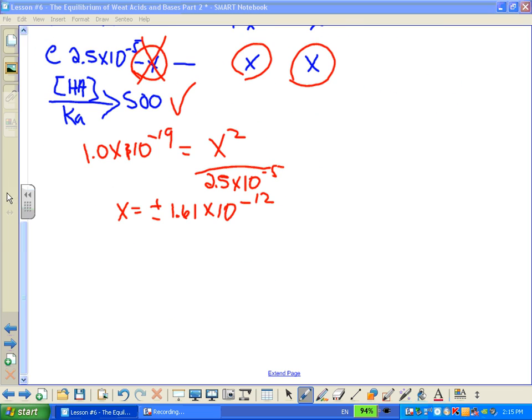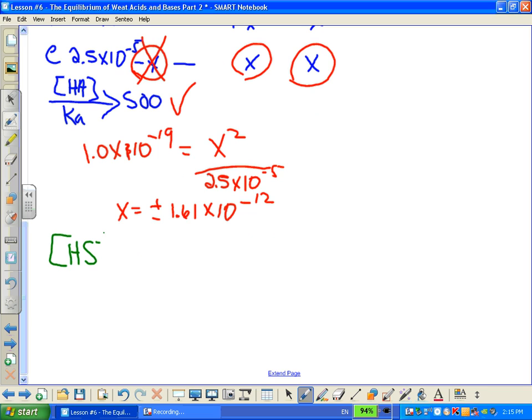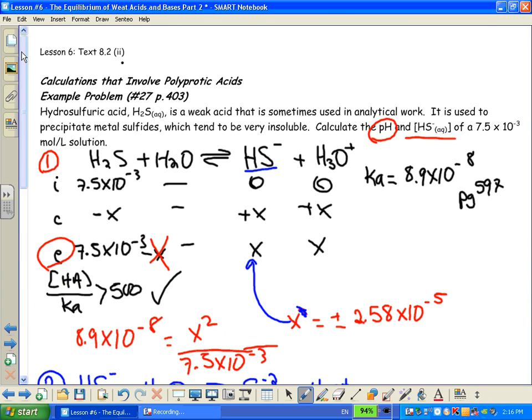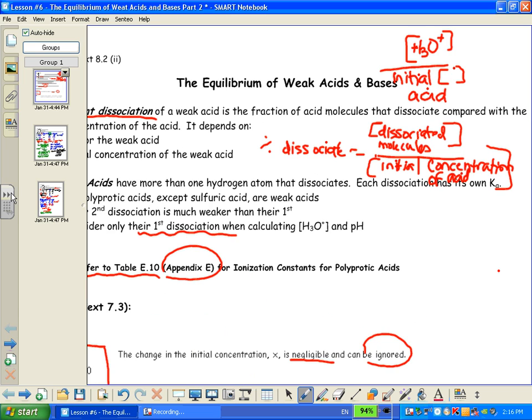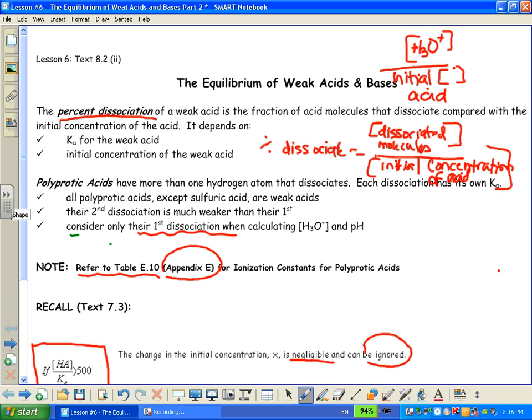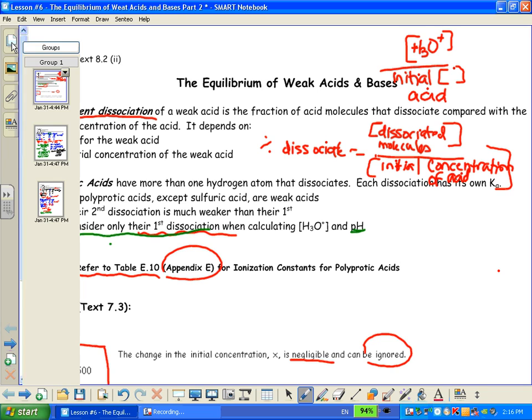So let's just summarize here at the bottom. So the concentration of HS negative is equal to 2.58 times 10 to the negative 5. And now, if you refer back, I'm going to show you guys this for a second. Go back to our original note, and there was something I pointed out to you that I wanted you to take note of. Here it said, consider only their first dissociation when calculating pH, which is exactly what the next step we need to do in that equation is.